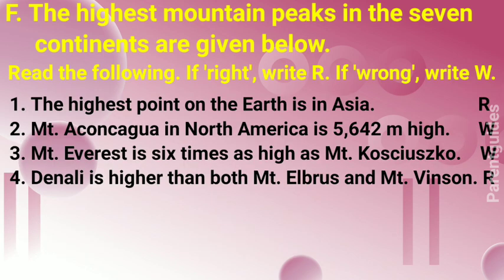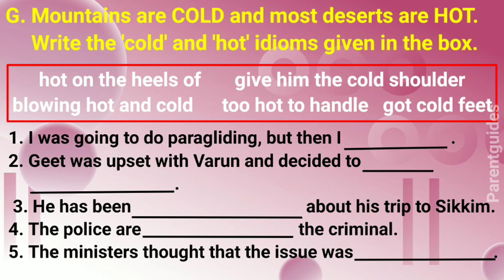Read the following. If right, write R. If wrong, write W. 1. The highest point on the earth is in Asia. R. 2. Mount Aconcagua in North America is 5642 meters high. W. 3. Mount Everest is 6 times as high as Mount Kosciuszko. W. 4. Denali is higher than both Mount Elbrus and Mount Vinson. R.